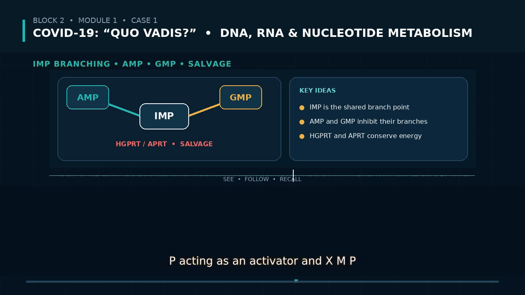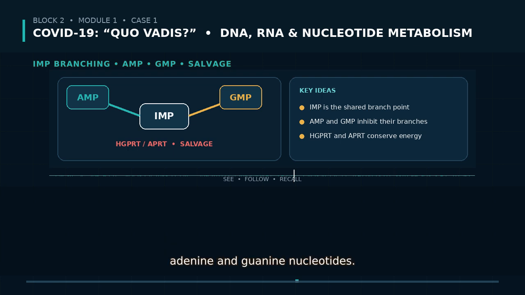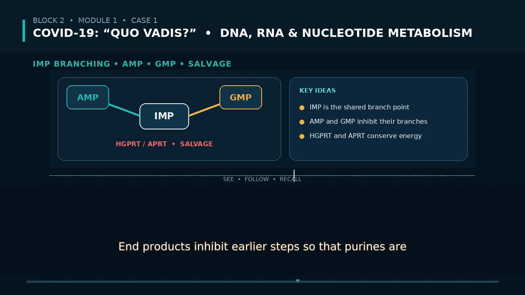PRPP synthetase overactivity can also cause excessive purine production and hyperuricemia. These disorders demonstrate why serum urate is linked not only to diet, but also to the rate at which the body synthesizes and salvages purines.